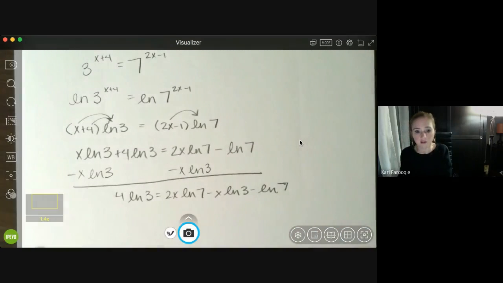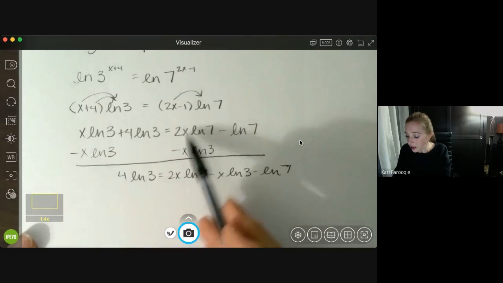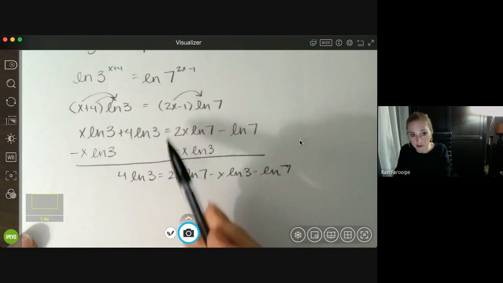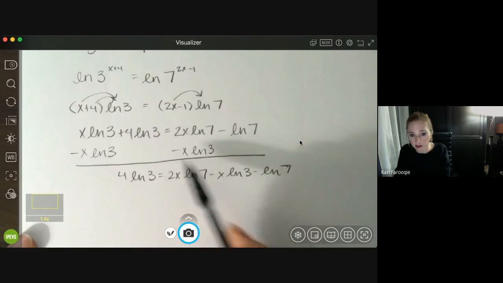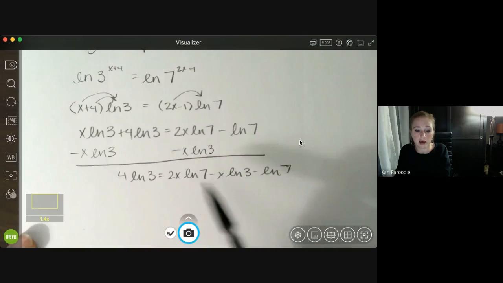And everything else stays the same. The only difference is I've moved that x ln 3 term to the other side. And remember, no matter what, you cannot combine these two natural logs together. 2x ln 7 minus x ln 3, they're not like terms. They would both have to have the natural log of 7 on them. They don't have that, so you cannot combine them.